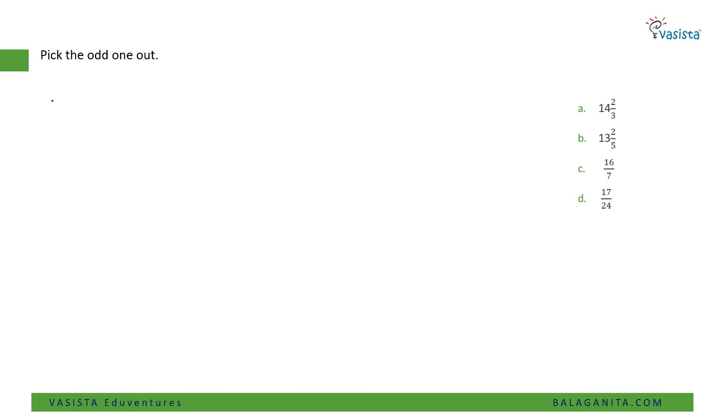So A, let me take this A, which is given in terms of a mixed fraction, right? 14 2 by 3, right? Let me convert it into an improper fraction. So how do you convert this? You need to multiply here and then you need to add that product. So 14 3s are 42 plus 2, 44 by 3, right? So this is A, right?